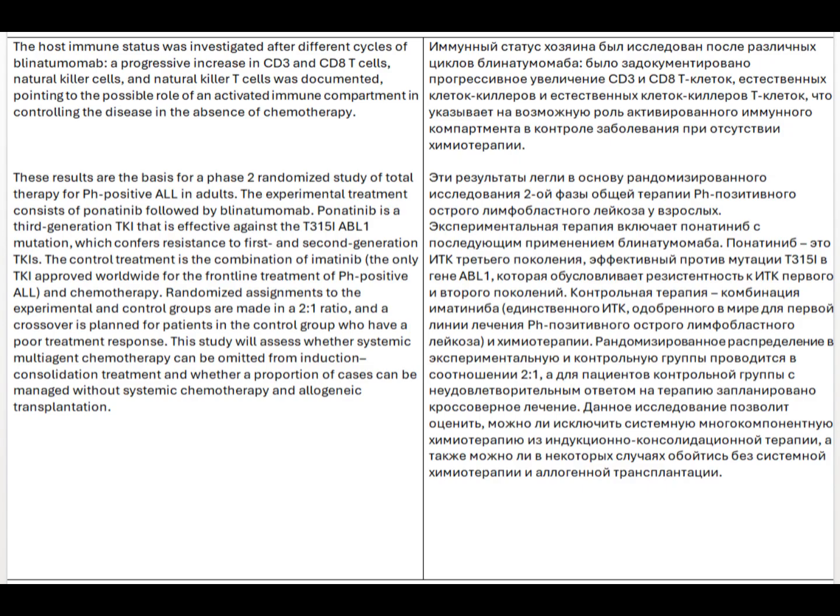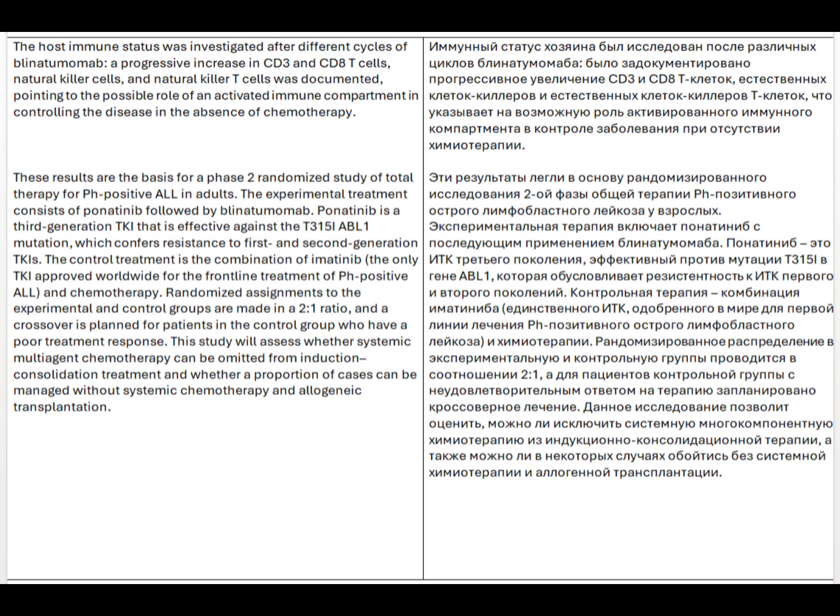The control treatment is the combination of imatinib, the only TKI approved worldwide for the frontline treatment of Ph-positive ALL, and chemotherapy. Randomized assignments to the experimental and control groups are made in a 2-to-1 ratio, and a crossover is planned for patients in the control group who have a poor treatment response.